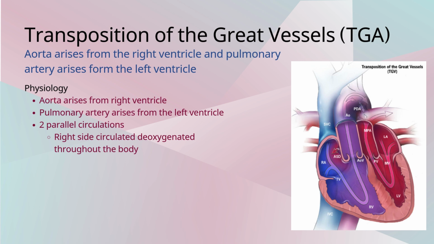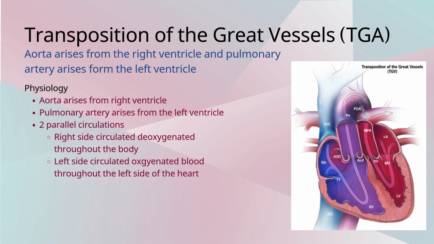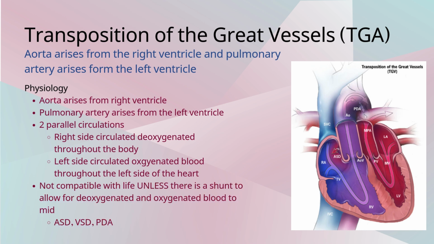And at the same time, the left ventricle pumps oxygenated blood it receives through the pulmonary artery right back to the lungs. But the oxygenated blood just stays on the left side of the heart, and the deoxygenated blood just keeps circulating throughout the body and back to the heart, but never makes it to the lungs to get oxygenated. And this is obviously not compatible with life unless there is a way to shunt oxygenated blood into the right ventricle, so an ASD, a VSD, or a PDA.